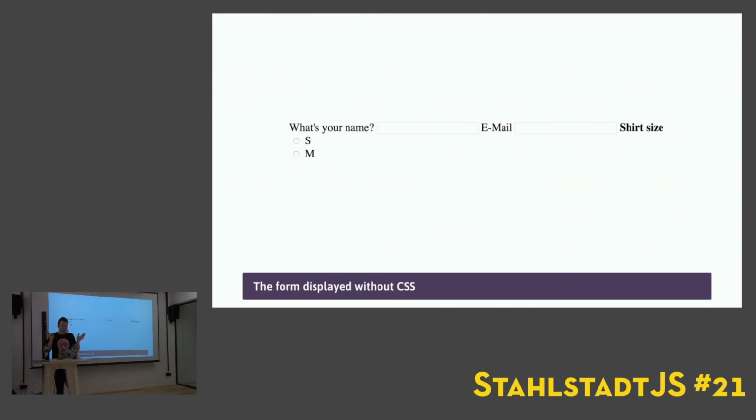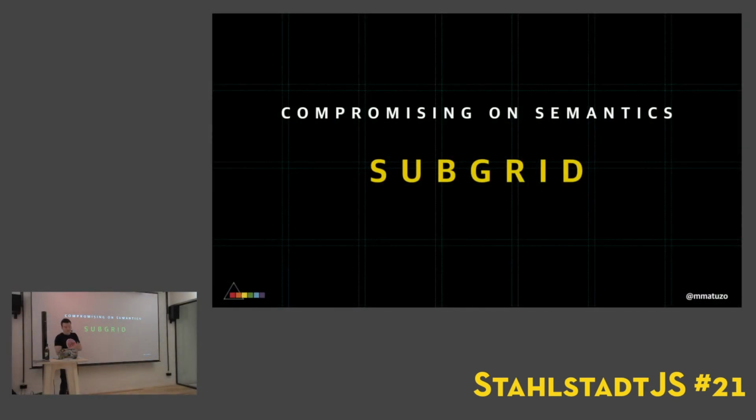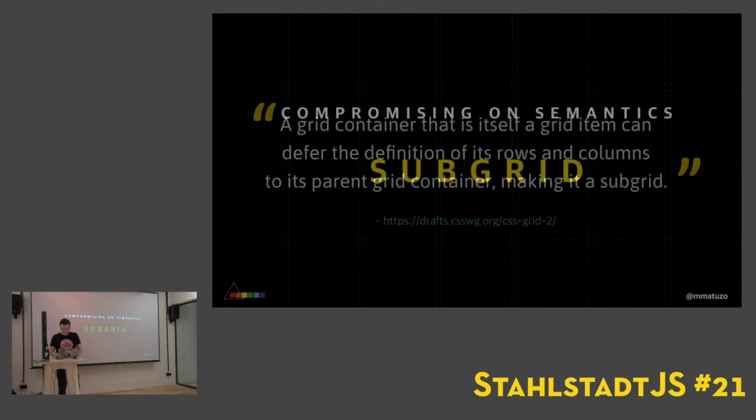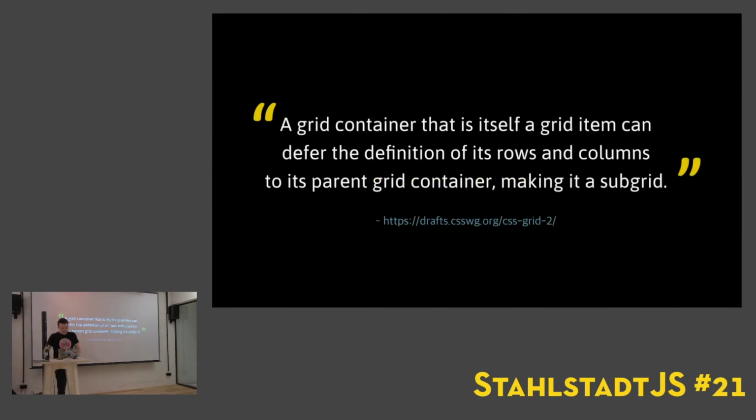Okay, so this is not a solution. Don't compromise on semantics. What can we do? Well, we could use a thing called subgrid. Subgrid is so cool. A grid container that is itself a grid item can defer the definition of its rows and columns to its parent grid container, making it a subgrid. Or, in other words, a grid item can pass its grid item characteristics to its child items, so the child items will become part of the grid as well, or actually instead of the grid item.